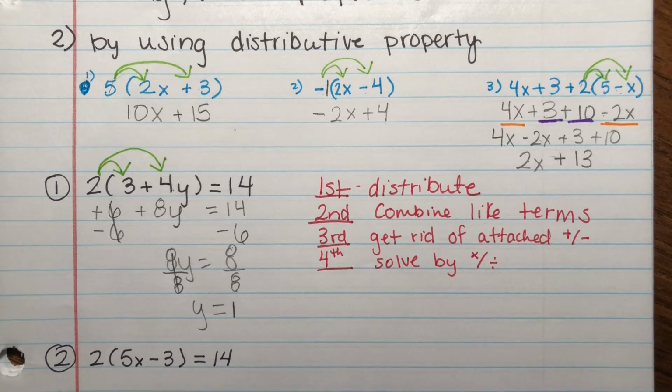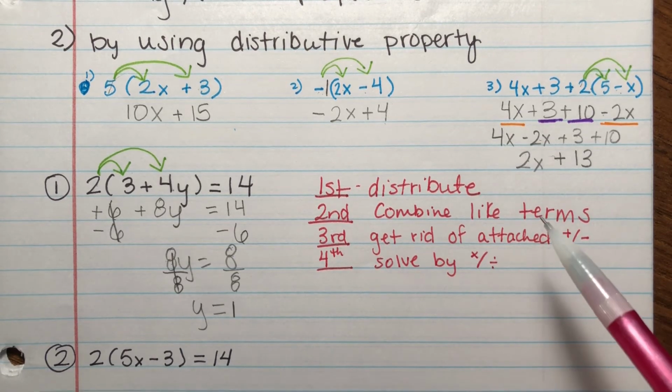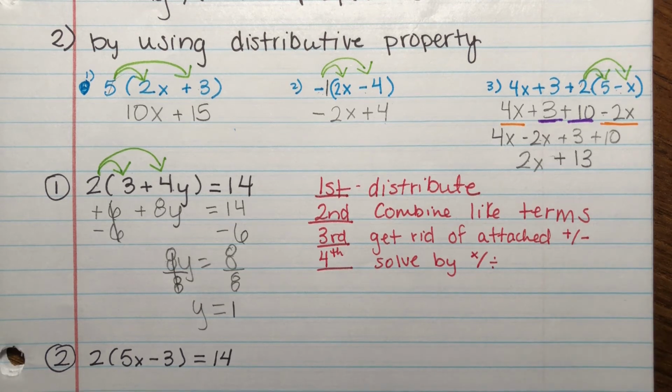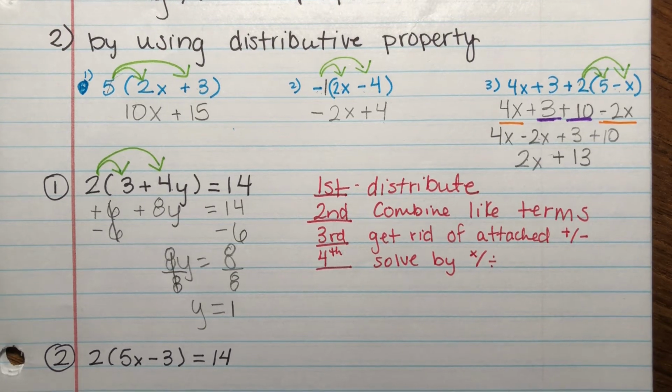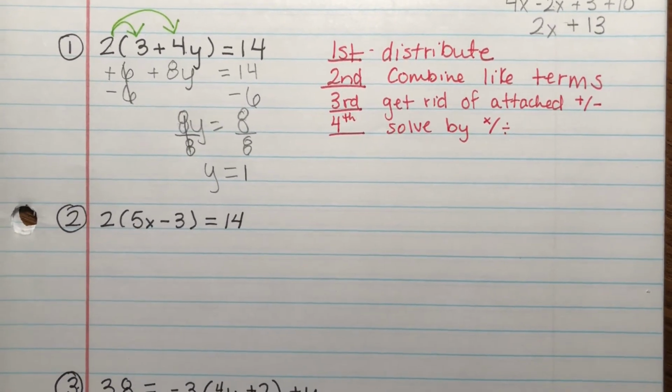All right, so really we're just adding in another step. Now in that example, we didn't have to combine any like terms. In the future, more than likely, we're going to have to combine some like terms. So I'll show you an example of that in just a minute. All right, let's try number 2.